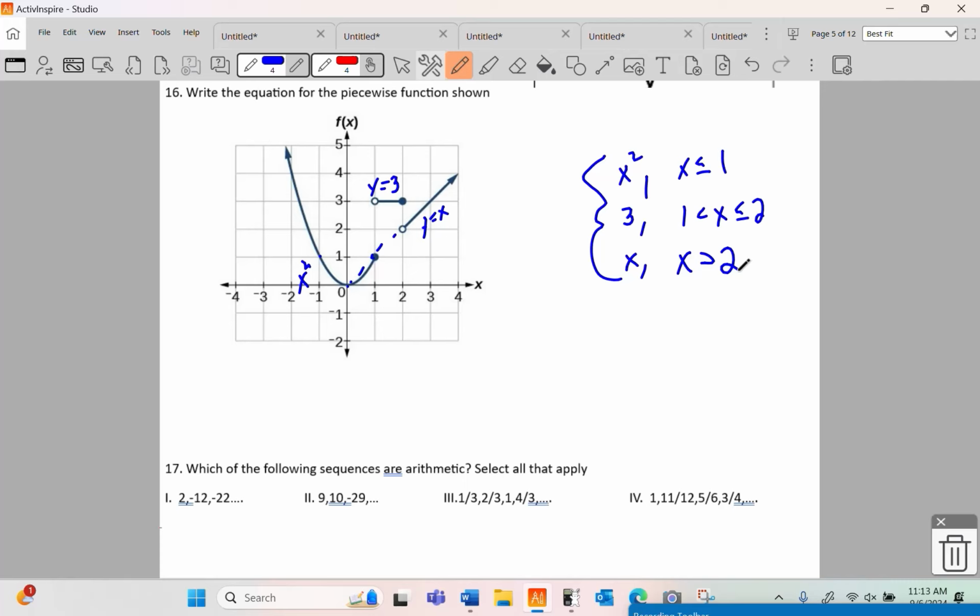Which of the following series are arithmetic? That means we have a common difference.